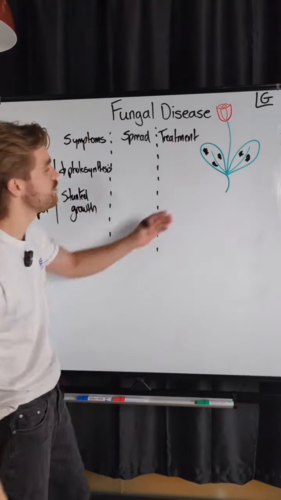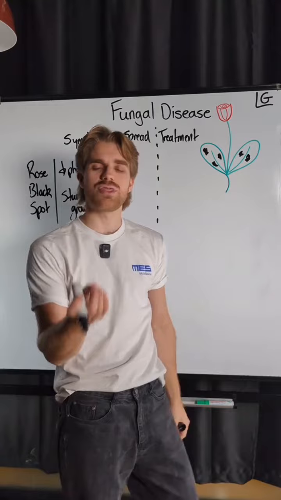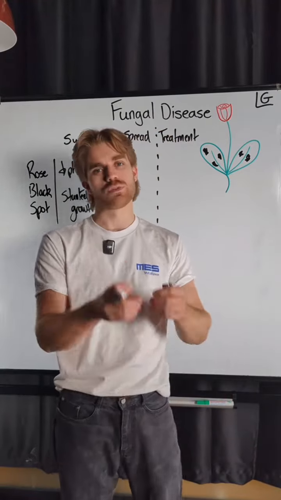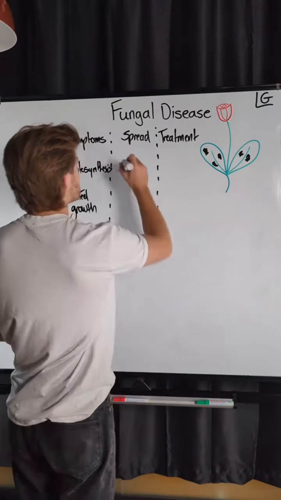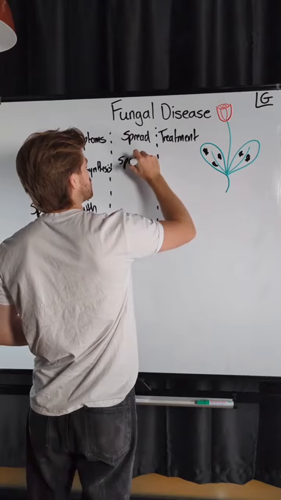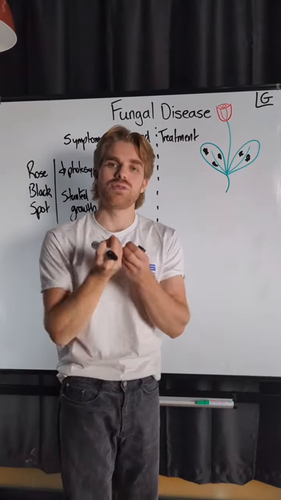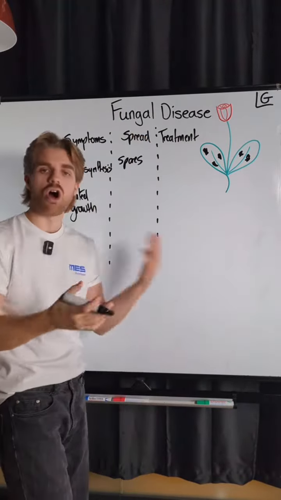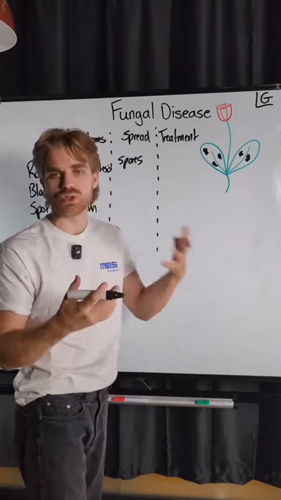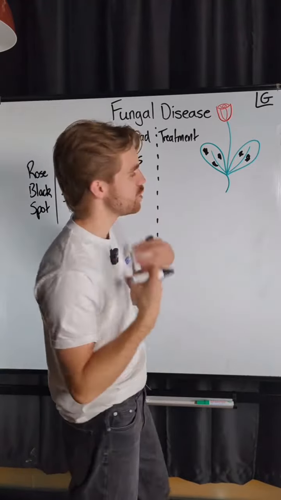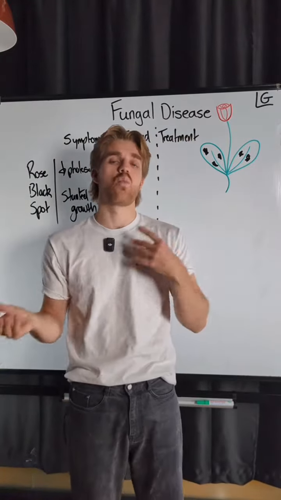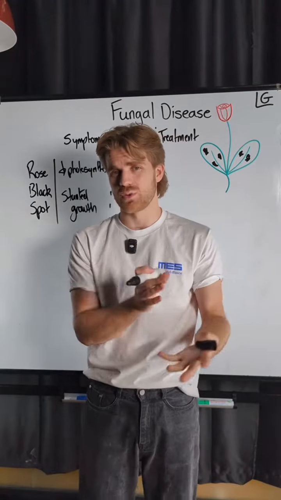So how does the pathogen spread? Well, the thing about fungi is they reproduce by producing spores. So the spores are transmitted through the air and on animals, tools, all sorts of things. So the spores transfer that pathogen from one organism, from one plant to another.